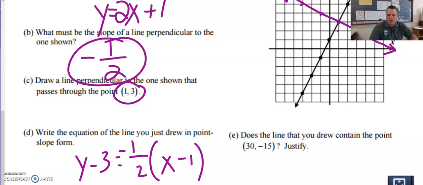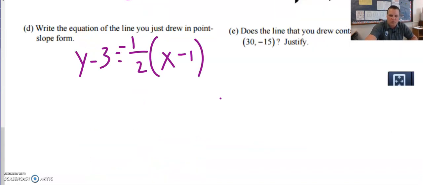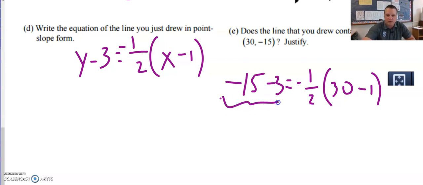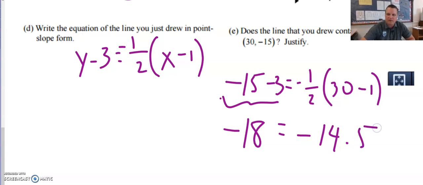Does the line that you drew contain the point 30, negative 15? Justify. So what I'm going to do here is negative 15 minus 3 equals negative 1/2 times 30 minus 1. You could do this in your calculator, of course, if you need to. Negative 15 minus 3 is negative 18. And then this is negative 1/2 of 29. Well, clearly it's not going to be an even number. So negative 14.5.